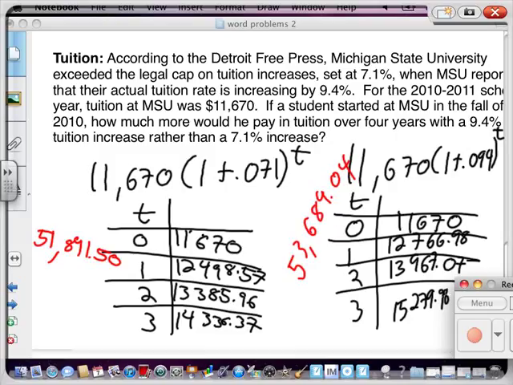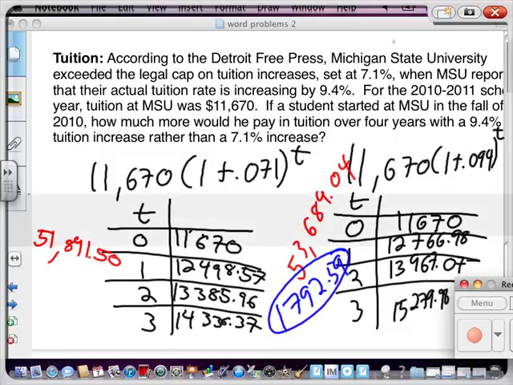What's the difference between these two numbers? $1,792.59. Okay, so when I signed up to go to MSU, this is not me, if somebody signed up to go to MSU, thinking they're going to pay this much money for a 4-year degree, ended up paying this much money for a 4-year degree. That means that's $1,792.59 more that you ended up paying. Would you be upset?